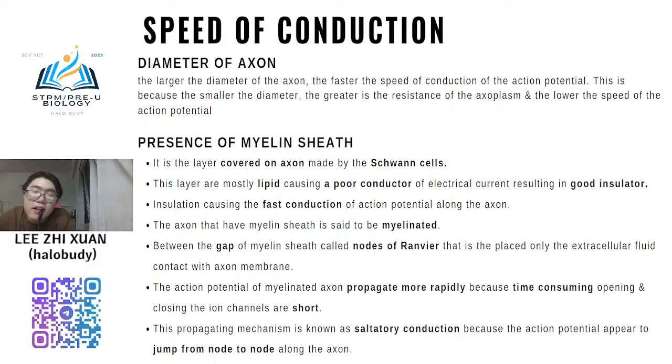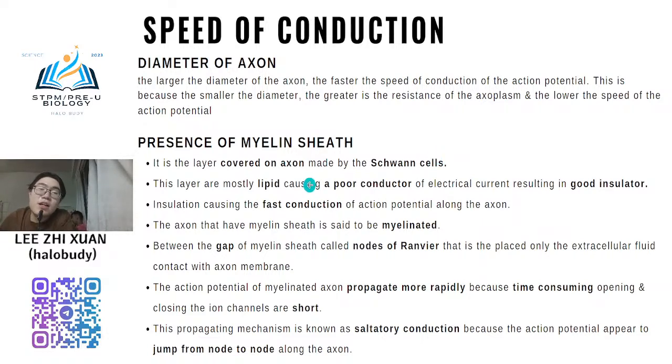Normally, what controls the speed is one, the diameter, and two, the presence of the myelin sheath. In terms of diameter, when the diameter of the axon is larger, you will have a faster speed of conduction. Why? Because a smaller diameter has greater resistance, which lowers the speed. If you imagine that when the diameter is larger, it has more space and less resistance.